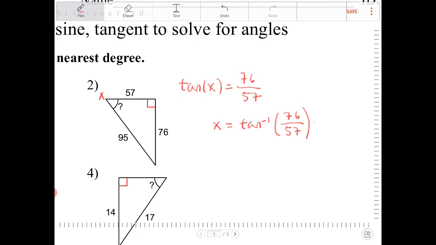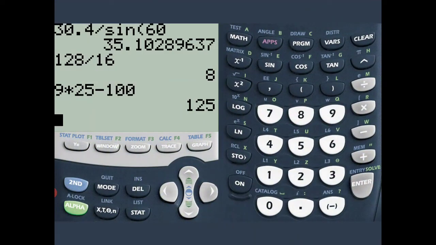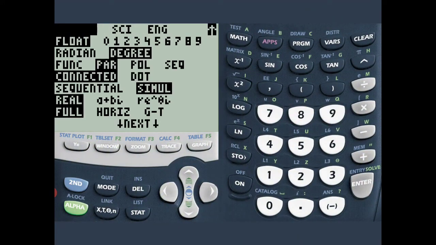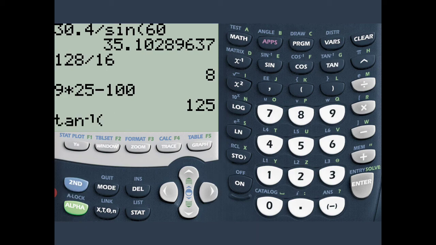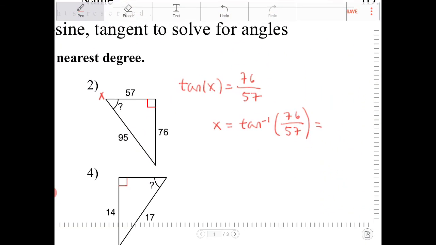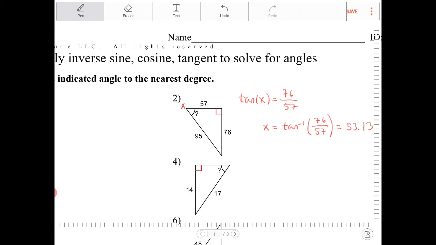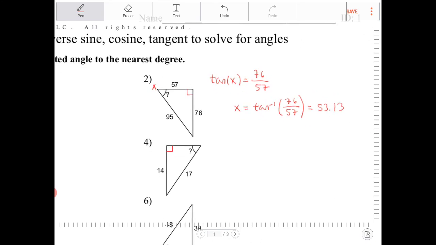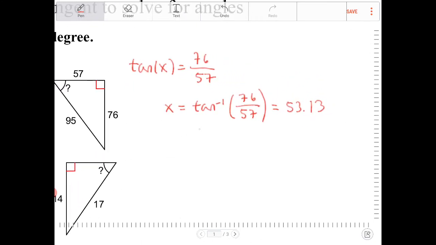So I'm going to enter that into the calculator. Make sure your calculator setting is in degrees when you're doing this. I'm going to press second tangent, 76 over 57, and that will be 53.13. The instructions say to round to the nearest degree, so angle x is equal to 53 degrees.